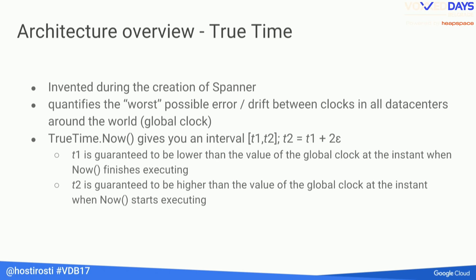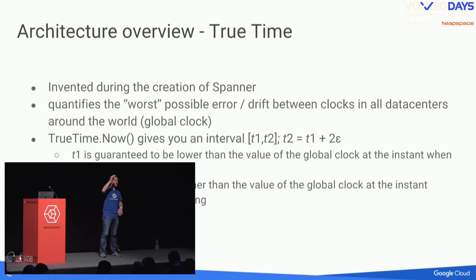Now, how do we make this possible, and how do we make sure that this interval is as small as possible? Because you can imagine if this interval is big, like hundreds of milliseconds, we have to wait out a lot of time, all the time, everywhere, to make sure that we are the only ones that are responsible. So we want to keep this interval as small as possible.